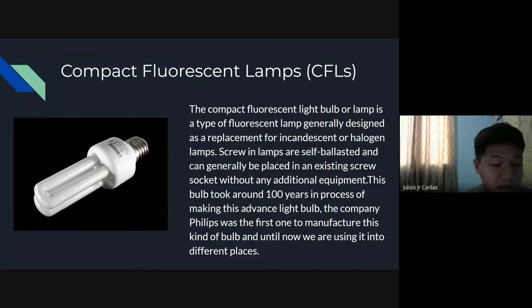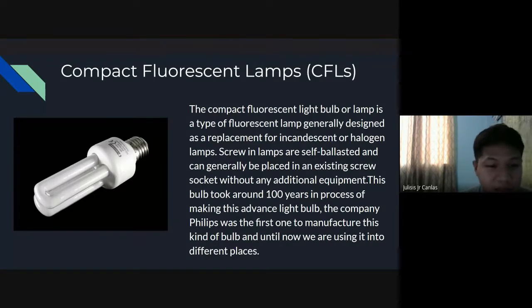And this is what we usually have. We just tighten the bulb, and when it connects to the bottom of the bulb and the electricity flows in it, it will produce a very high light. And this bulb took around 100 years in the process of making this advanced light bulb. The company Philips, as I mentioned before, was the first one to manufacture this kind of bulb, and until now, we are using it in different places.